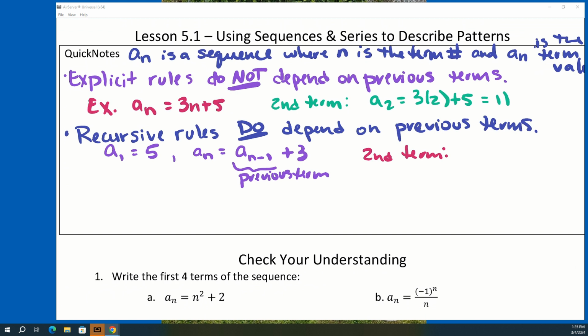Okay, so let's say I want to find the second term again. So I'm still finding a sub 2. It's a totally different sequence, so we're going to get a totally different number. All right, what would I do to find the second term? Take the previous term, which would be 5. And what would I do to it? Add 3 to it. So this time, the second term is 8. So those are the two different types. So anytime you see a sub 1, it means previous term.